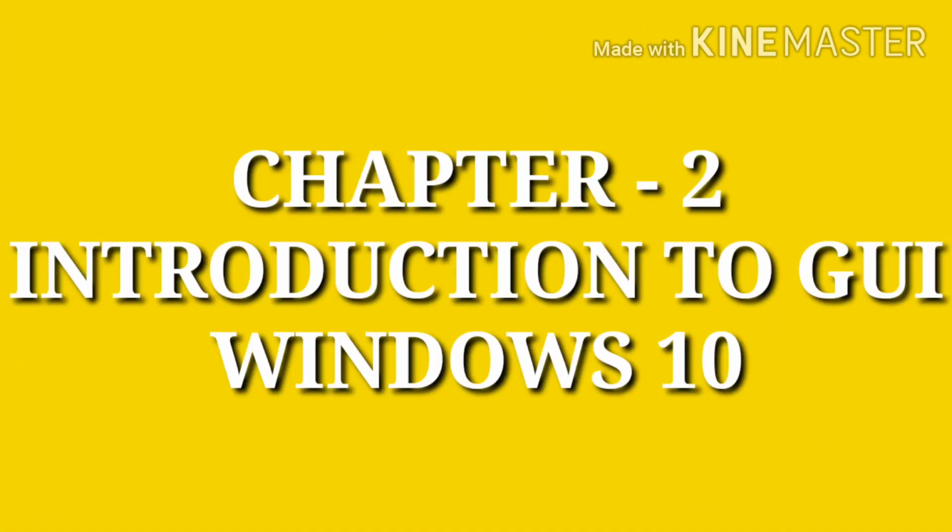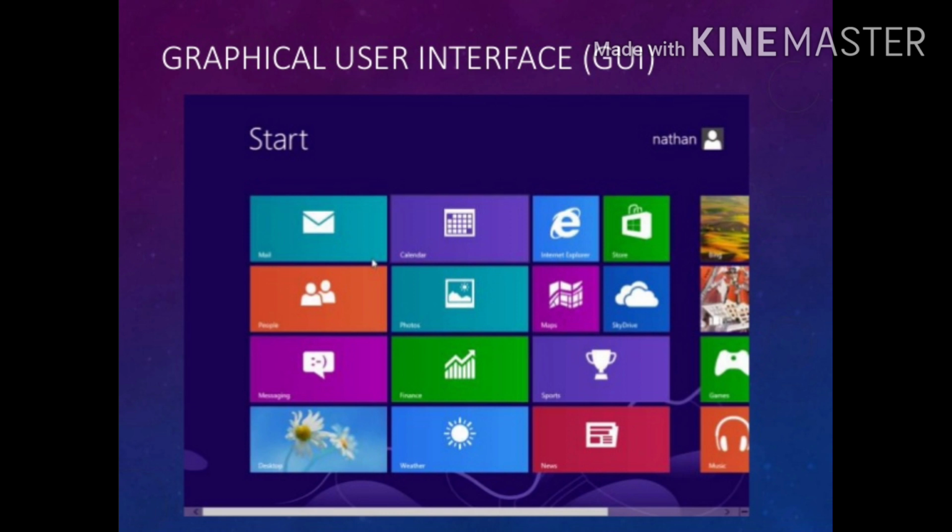Good morning, students. Let us continue with our chapter number 2, Introduction to GUI Windows 10. In our last class, we have read about GUI, Graphical User Interface. Yes, I told you what is GUI. GUI represents Graphical User Interface, which allows users to connect to electronic devices through graphical icons and visual indicators.